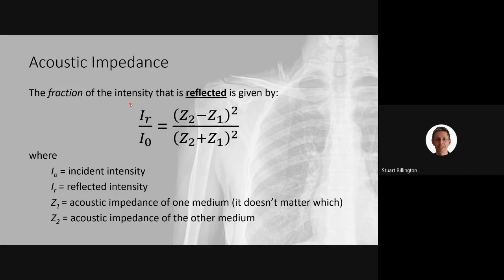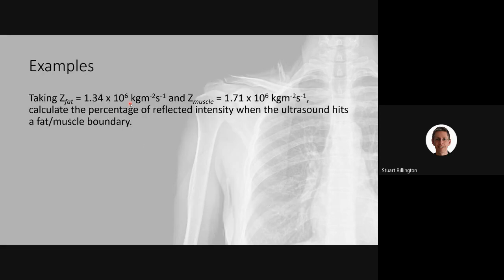Just difference divided by sum, all squared, gives you the fraction that is reflected. Okay, so those are your two values that you just calculated. So what I would like you to calculate now is, what is the percentage of the sound waves that are reflected when the sound wave was traveling through some fatty tissue and it meets some muscle tissue, and it's going to reflect from the boundary between the fat and the muscle?